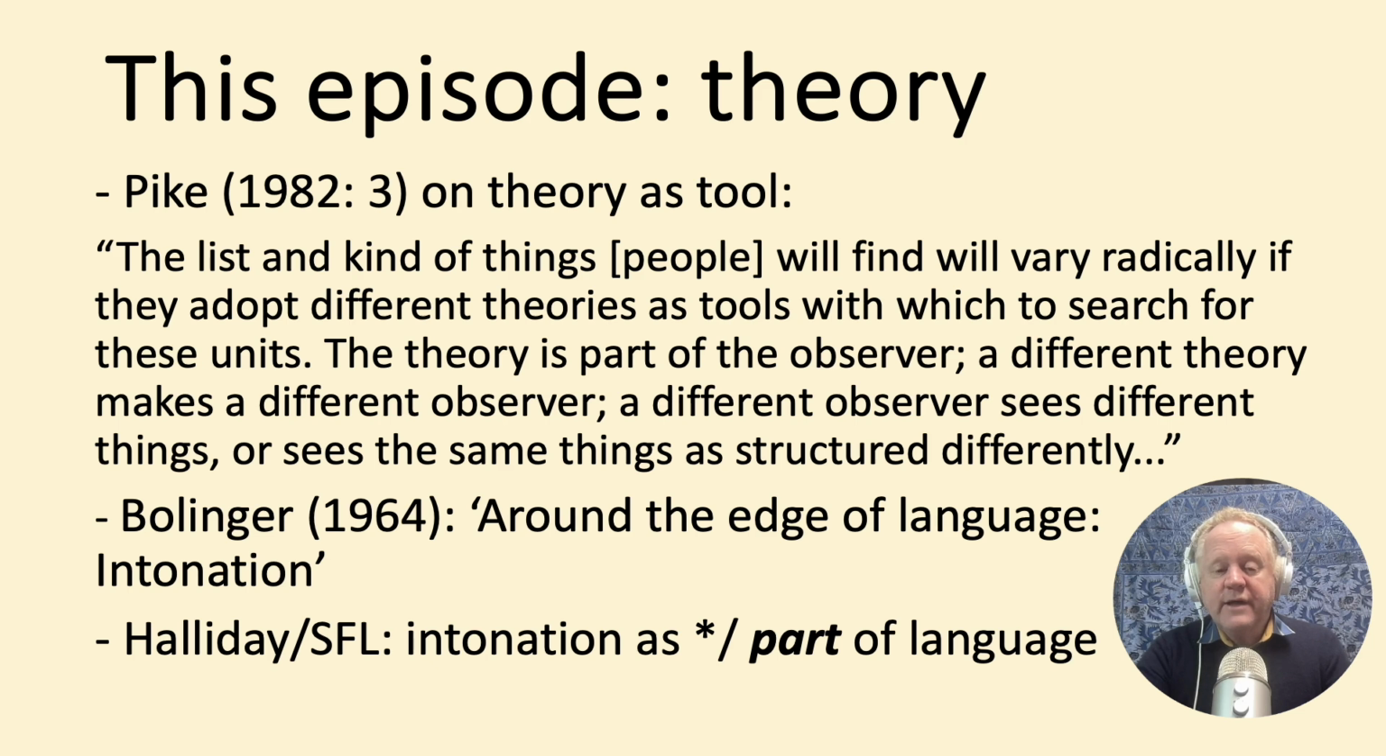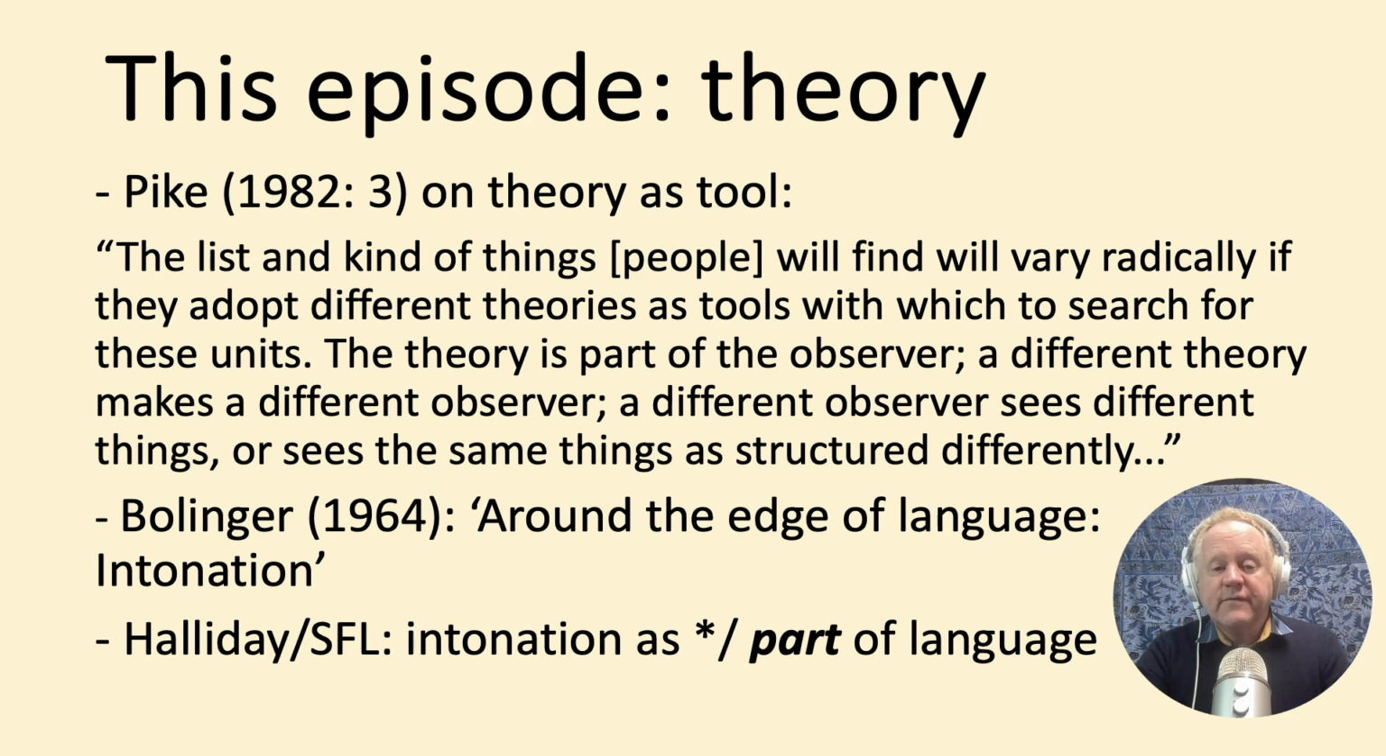The list and kind of things people will find will vary radically if they adopt different theories as tools with which to search for these units. The theory is part of the observer. A different theory makes a different observer. A different observer sees different things or sees the same things as structured differently.